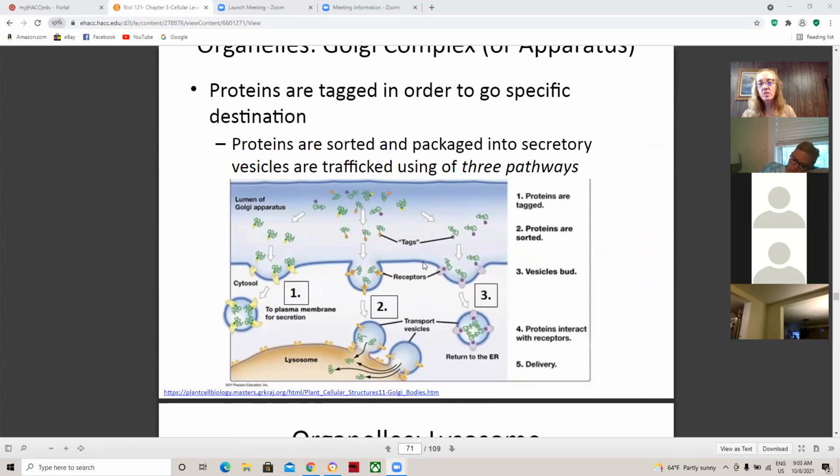Once it leaves the Golgi apparatus, it can go one of three ways. It can either go to the plasma membrane and become part of the plasma membrane, or be secreted out of the cell. It can return to the endoplasmic reticulum, or if there's something wrong with that protein, the vesicle can be confused with the lysosome and be destroyed.